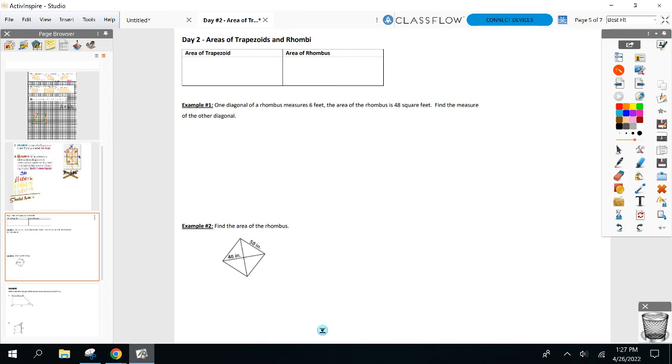Roll. If you have to look back, please look back, because yesterday I gave you the formulas of all the figures that we're going to end up doing. Today we're going to focus on the trapezoid and the rhombus. So help me out. Review with me. What was the area of a trapezoid from yesterday?